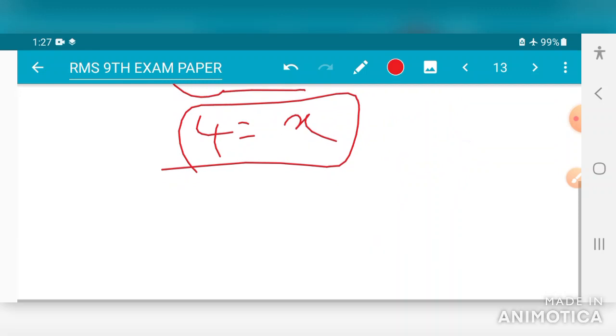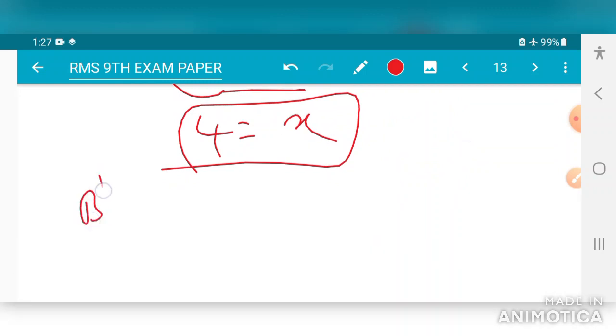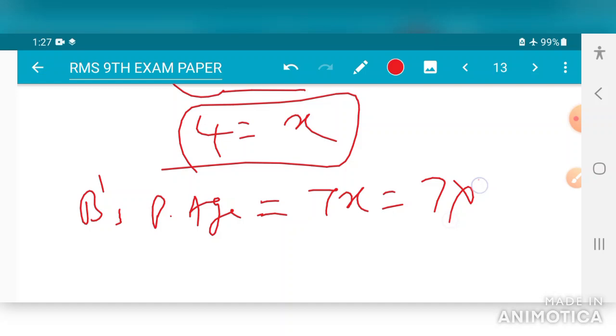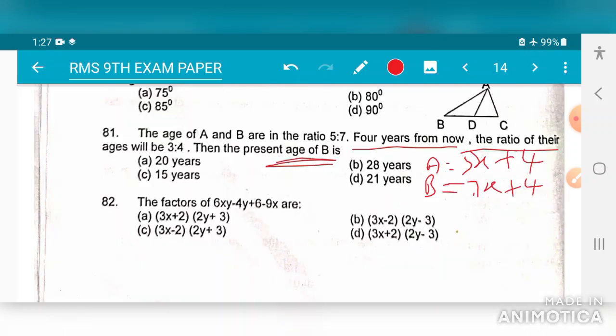So the x value is 4. What is being asked is B's present age. B's present age is 7x, which means 7 into 4 is equal to 28. This is the answer: 28 years.